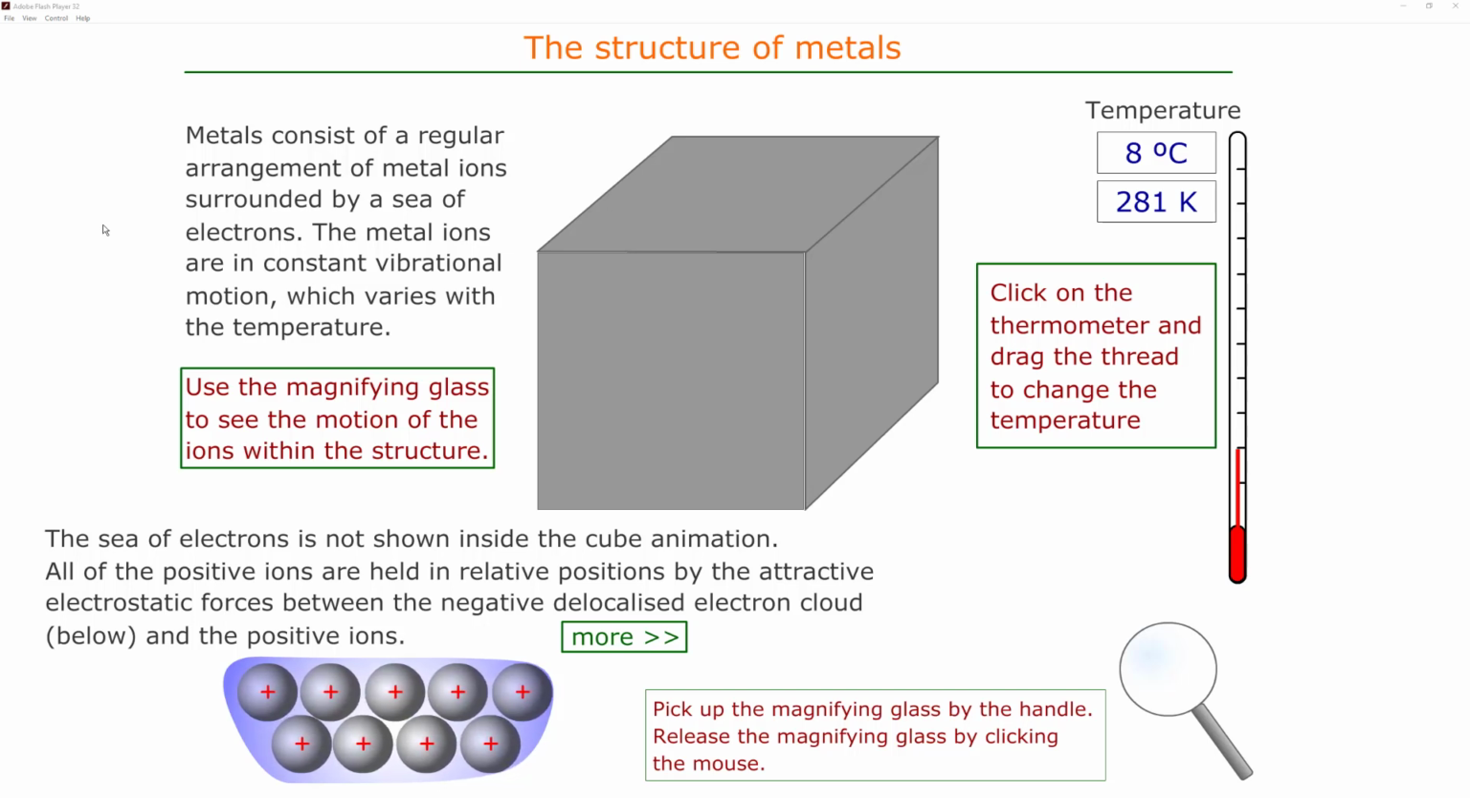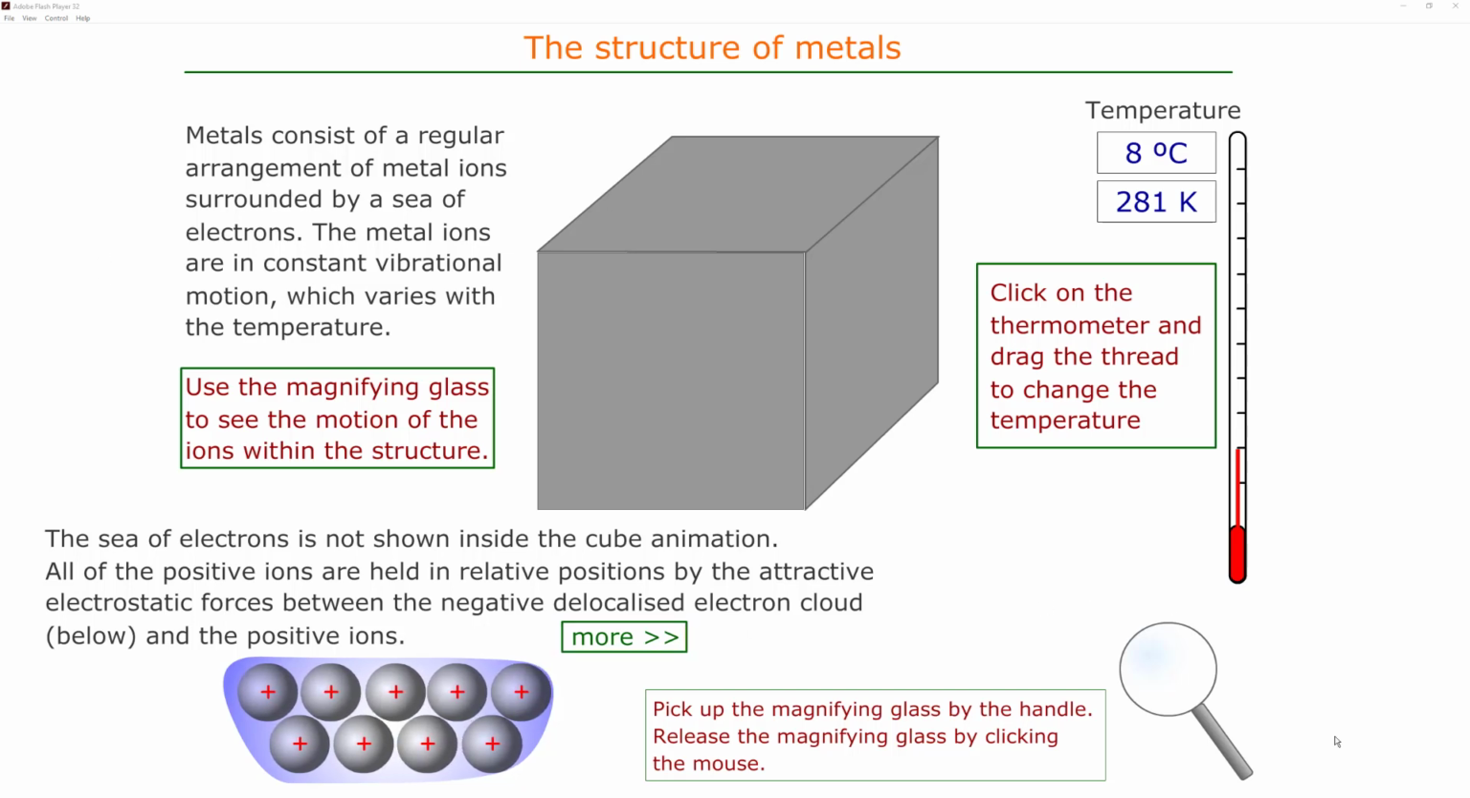So what we normally see is a lump of metal. We recognise metals very easily. We've all seen lumps of iron, lumps of aluminium. We know that car bodies are made of steel. So what does the metal actually look like if we go right the way down to the particulate level?